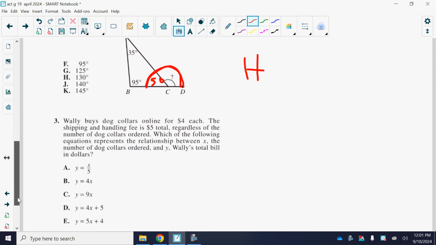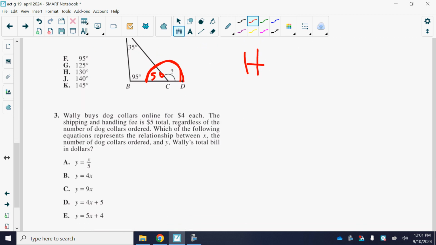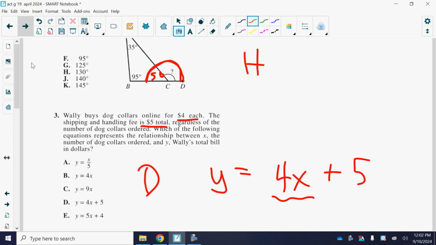Here's a fun one. It has to do with variable expressions. I bought dog collars for $4 each. That means 4 times however many I'm going to buy, huh? In this case, it ends up being X. I technically don't know that yet. There's a handling fee of $5 total, no matter if I buy 100 collars or a million. So how much money will I spend? Well, I'll spend $4 times the number of collars plus the 5 for the commission. Correct answer, D. Having fun yet?